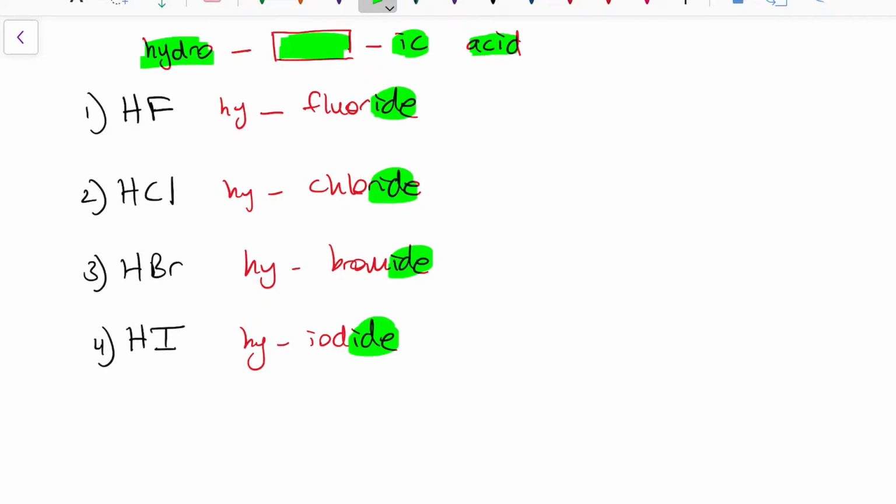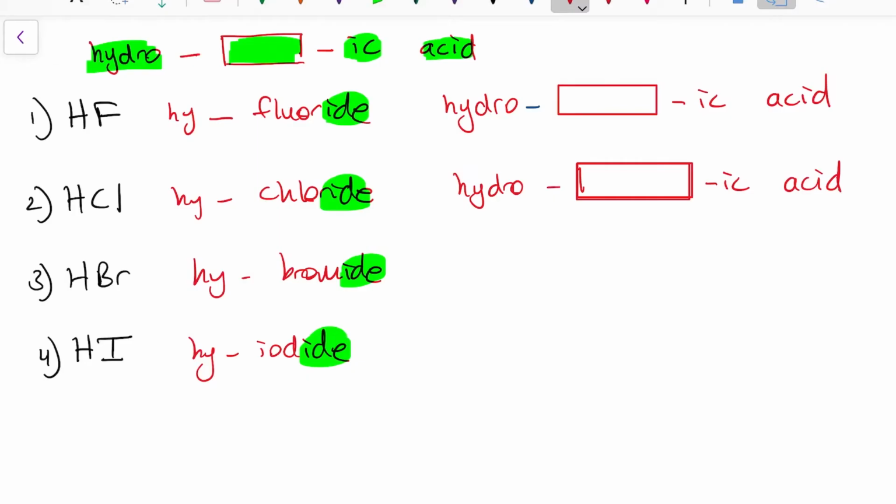So here we go. This first one, the stem name is going to be fluor. So it's going to be hydrofluoric. Okay, so let's look at HF again. The stem of HF is fluor. So we're going to put fluor in here. And this thing is going to be called hydrofluoric acid. Let's look at this one, HCl. The stem of Cl is chlor. So we're going to put chlor in here. And what's it going to be called? Hydrochloric acid. You try these last 2 on your own.